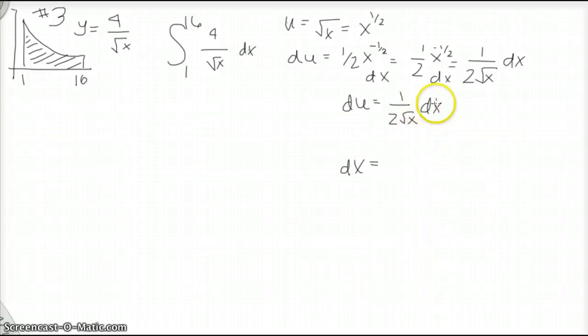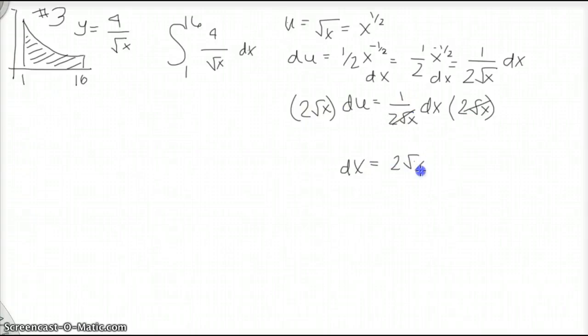So what we can do here is we want to get dx by itself. We want to somehow cancel this. So we can multiply both sides by 2 radical x. And boom, they cancel. So we get dx is equal to 2 radical x du. So now what we're going to do is use our u substitution and plug in.